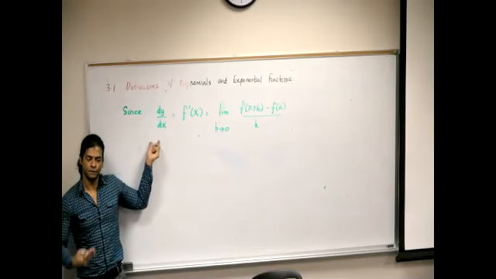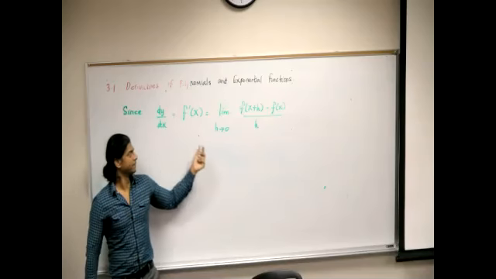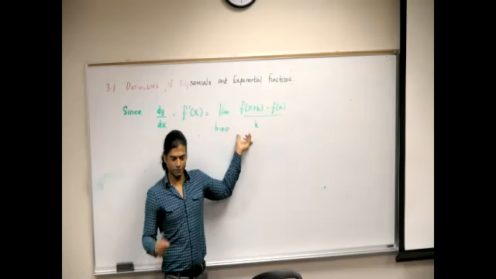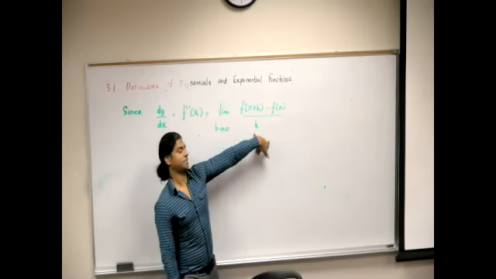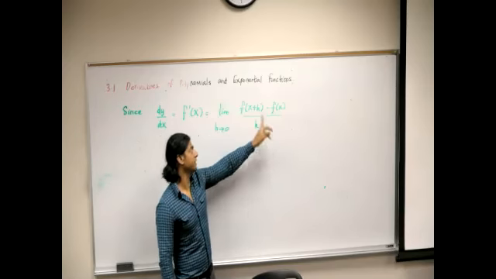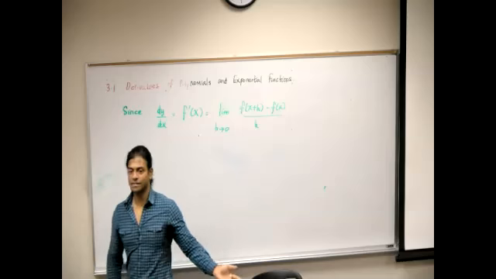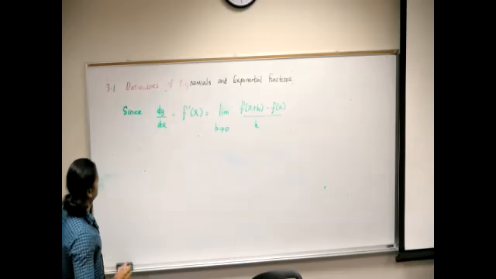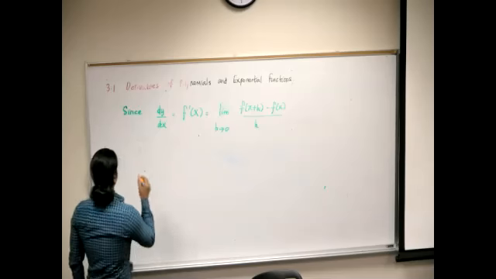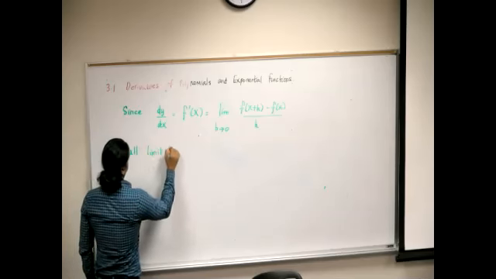Derivative of y with respect to x is f prime of x. From last time, we find the instantaneous rate of change by computing the difference quotient at the point x and taking the limit as h approaches 0. Good.